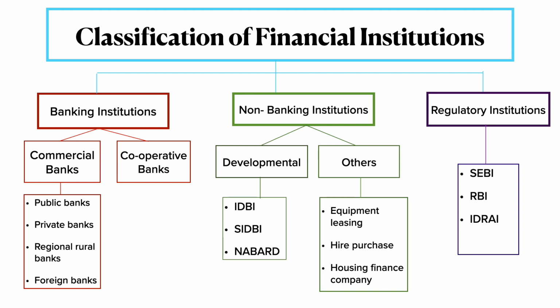So, next is non-banking institutions. Here we have developmental and others. Developmental meaning IDBI, which is giving financial assistance to industries. SIDBI is giving financial assistance exclusively to small scale industries. Okay. NABARD is exclusively for agricultural activities, for farmers, giving term loans and credit options, exclusively for agricultural purposes.